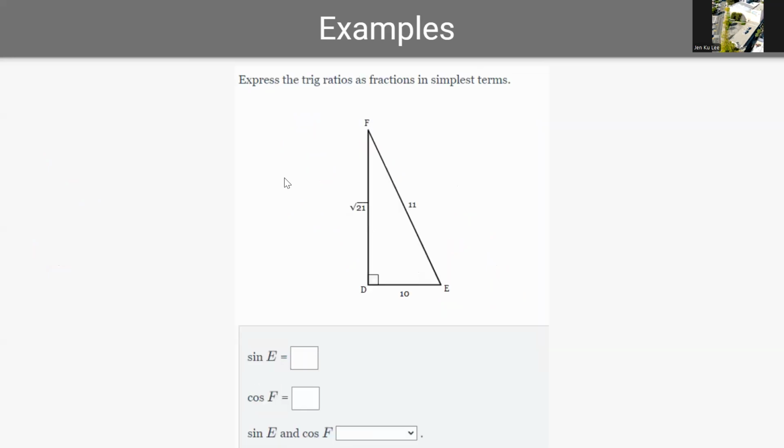Next one, we have this. Sine of E. Let's label our sides first. So here's E. I'm looking at it from the viewpoint of that angle. Opposite the 90-degree angle is your hypotenuse, H. Opposite angle E is your opposite side. And right next to it is your adjacent side, right?